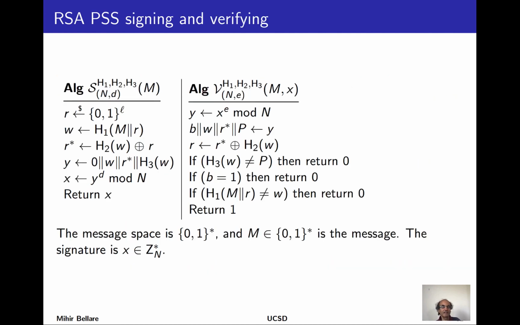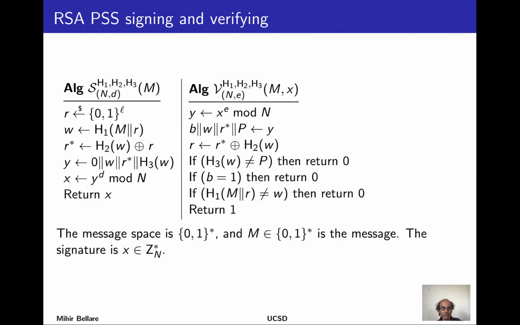So here's what signing and verifying look like in PSS. And rather than trying to parse the details of the code, let's try to give some idea and intuition. So in FDH, we hashed the message and raised that hash to the dth power.